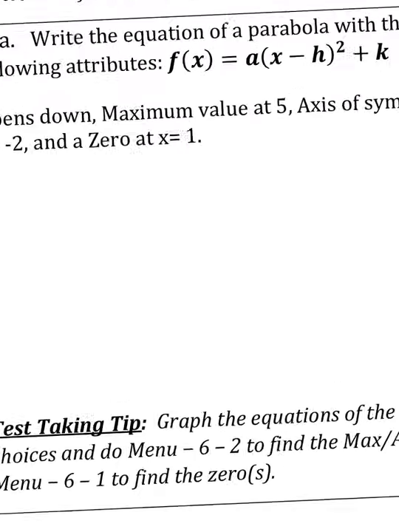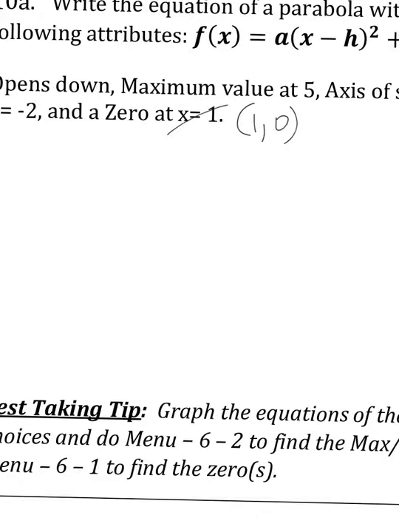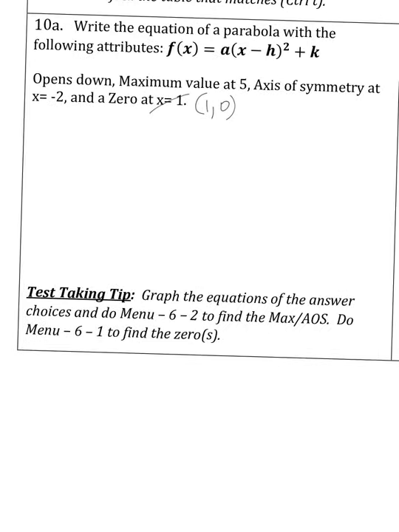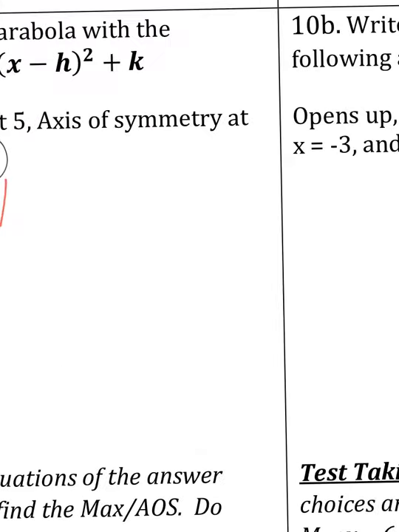So let's see here. If it says your 0 is at x equals 1, then that means it's at 1, comma 0. And so that's helpful because if you're going to do this by hand, you need to plug in something for x and y. So you need to plug in 1 for x and 0 for y. So I'm going to go 0 equals a times x is 1 minus h. Now what could h be? So remember, the axis of symmetry is the x coordinate of your vertex.